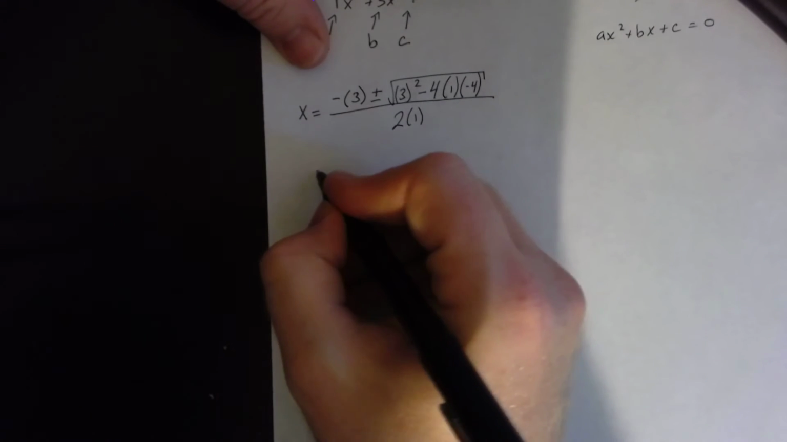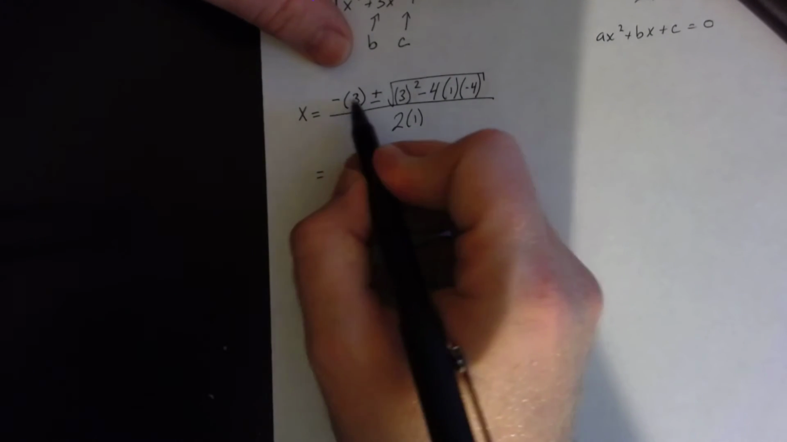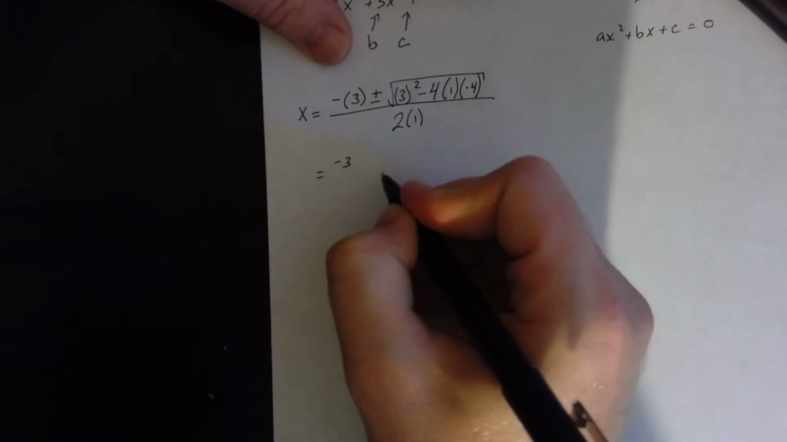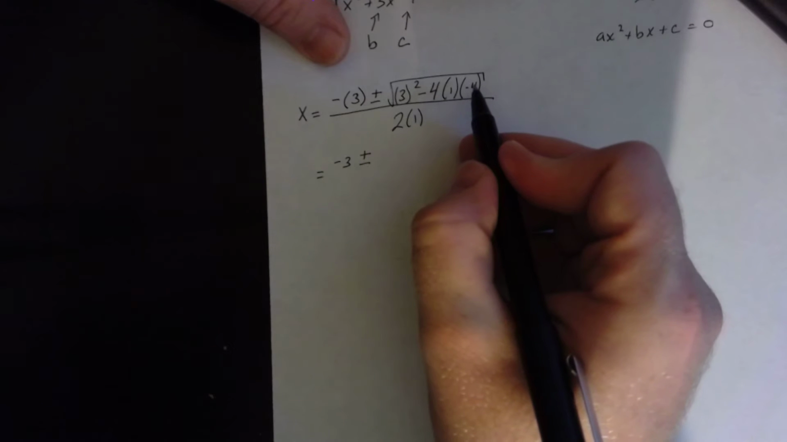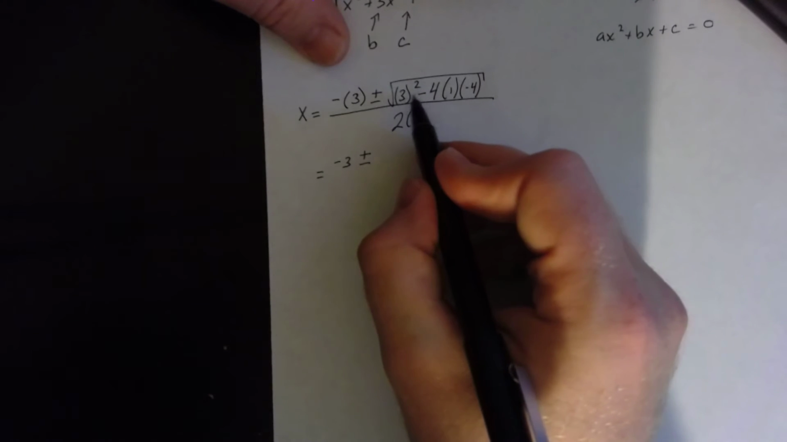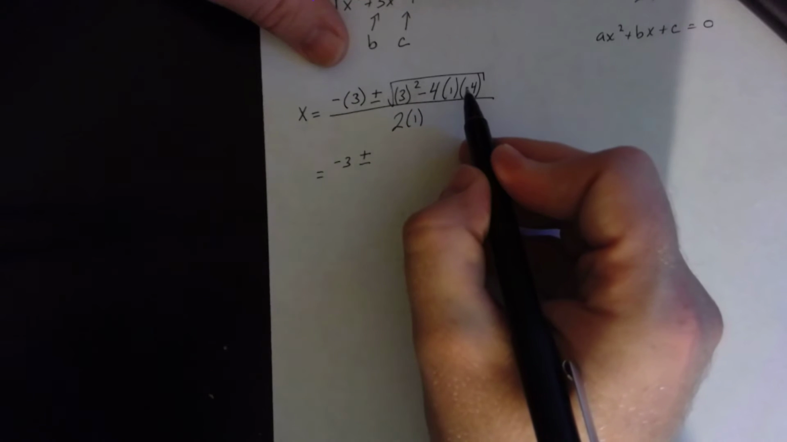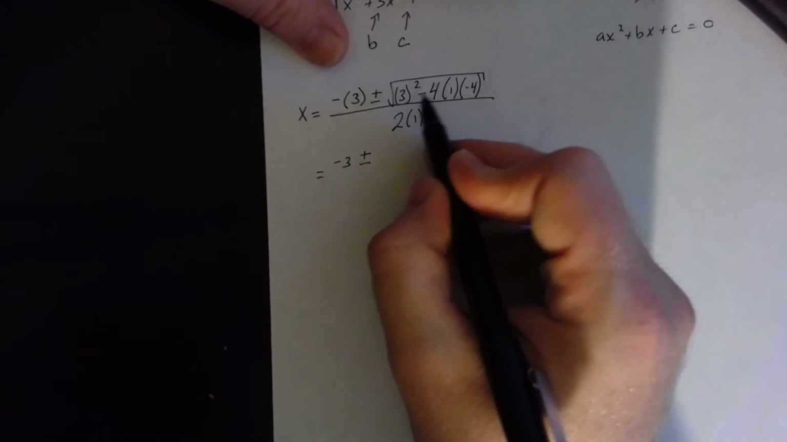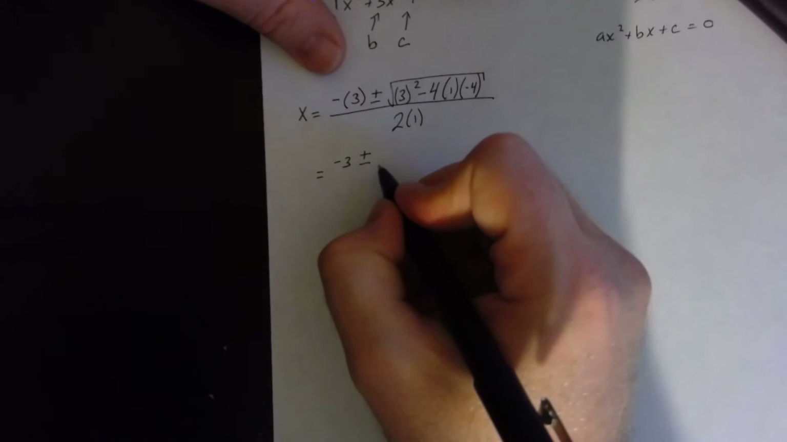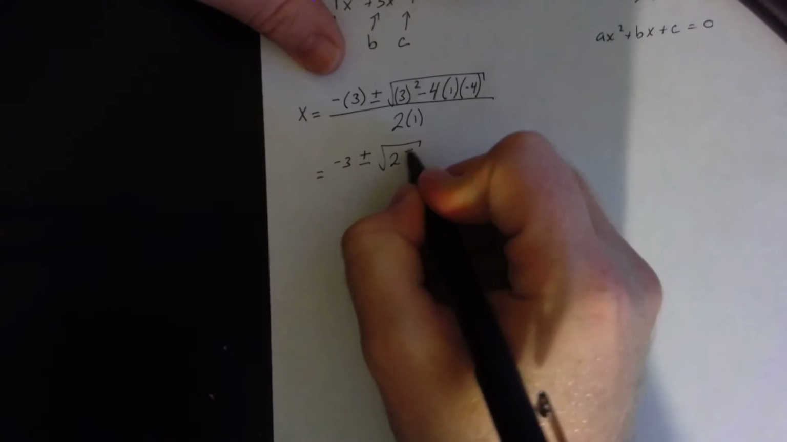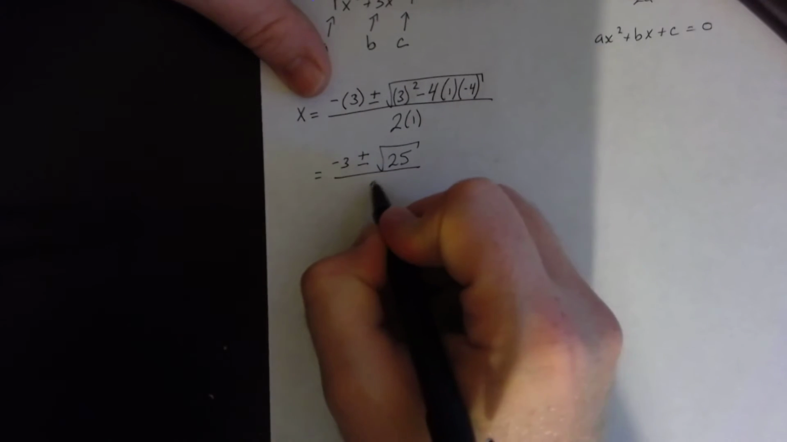Make sure you don't try to simplify everything in the first step. Do it in stages. So I'm going to simplify this negative times 3 and make it negative 3, plus or minus. I'm going to simplify what's inside this radical. This is 9 minus 4 times 1 times negative 4. So that's a negative times a negative, which makes it a positive. And it's 9 plus 4 times 4, which is 16. So that ends up being the square root of 25. Again, 9 plus 16 is 25. This is all divided by 2.